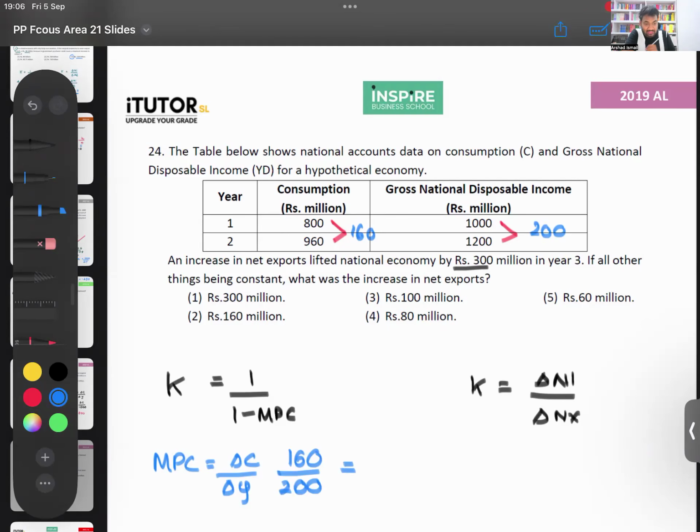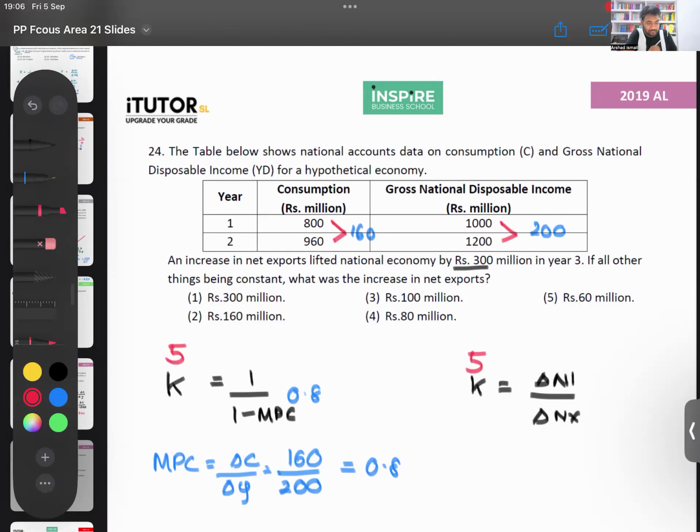MPC is 0.8. So you all tell me, if my MPC is 0.8, now with practice, you all should know how much the multiplier should be. MPC is 0.8, and the multiplier is 5. With practice, now you all know that. So now put it into this question.